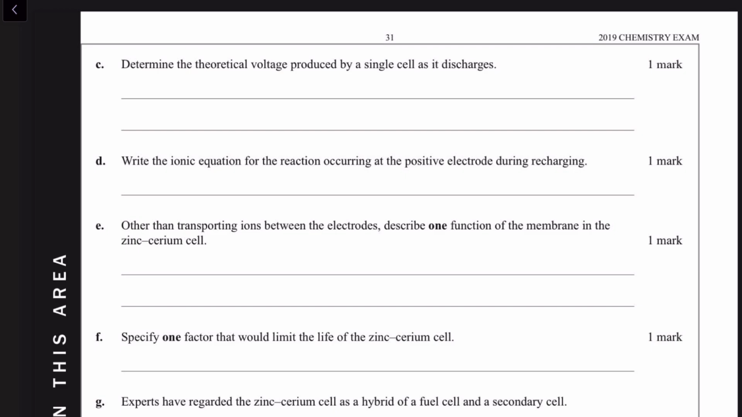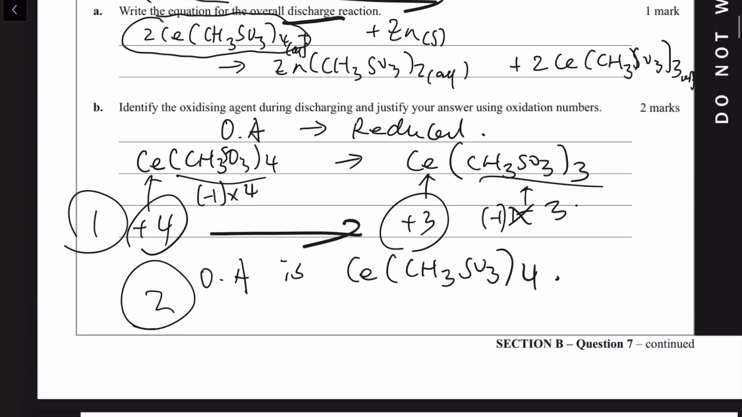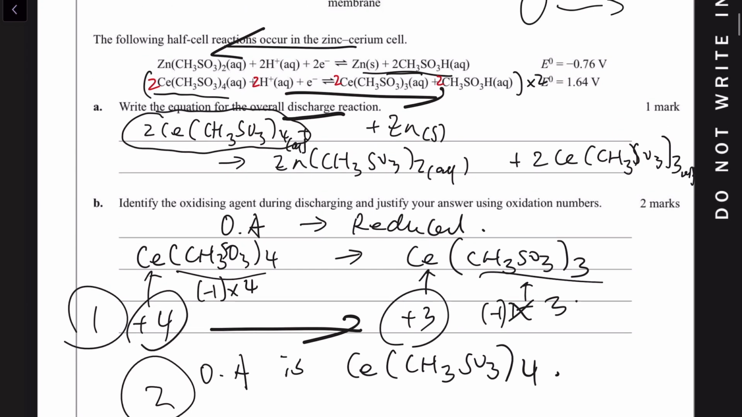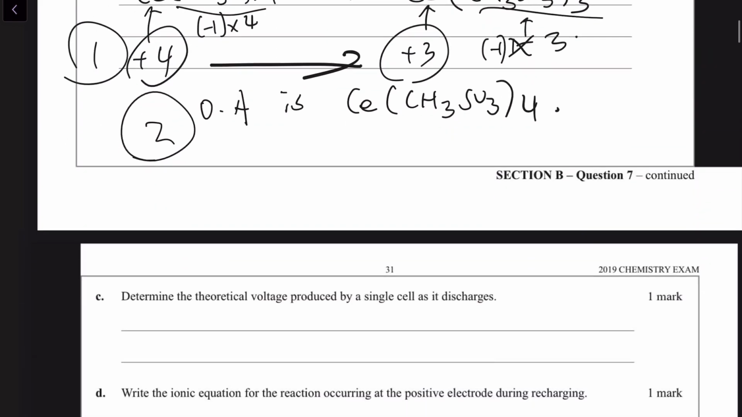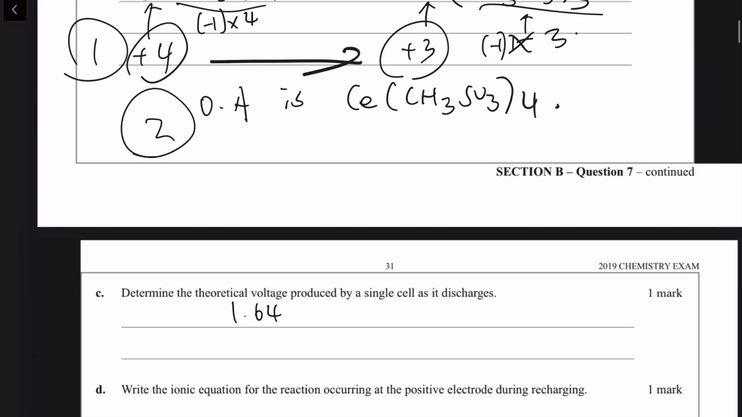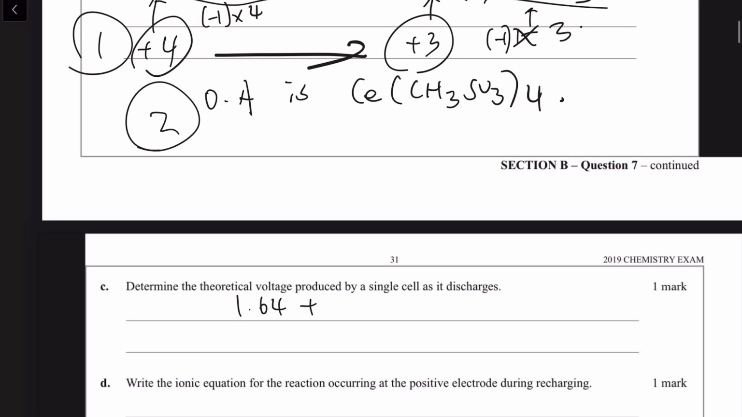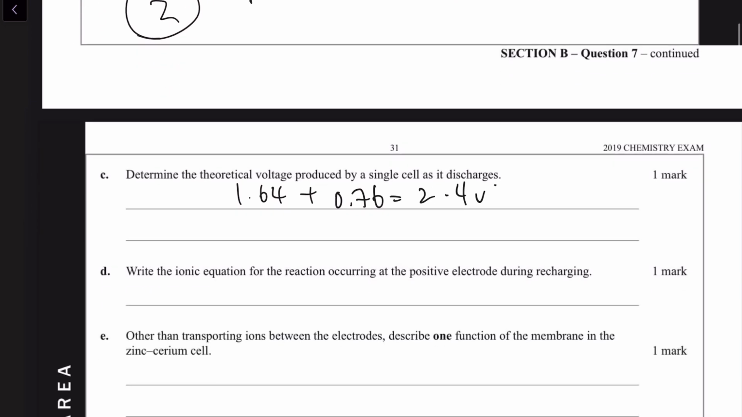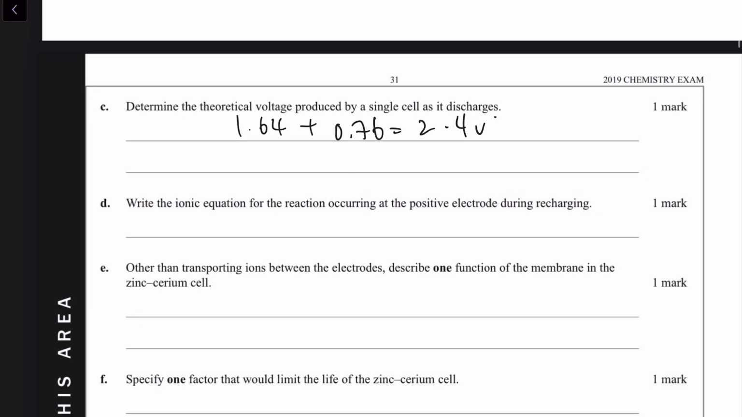Question C should be very easy. Theoretical voltage is just the difference between these two numbers. So it's just 1.64 plus 0.74, which is 2.4 volts. So this question should be easy to do.